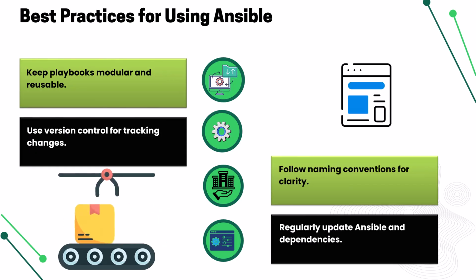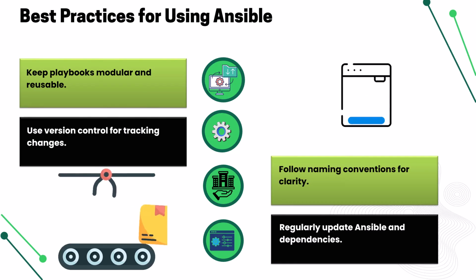If we want to use Ansible like a pro, we follow best practices. Modular playbooks mean less repetition, like cooking with reusable ingredients. Version control helps track changes so we don't lose our work. Naming conventions keep things readable because messy code is just painful. And regular updates, they're like software vitamins, essential for keeping Ansible in top shape.